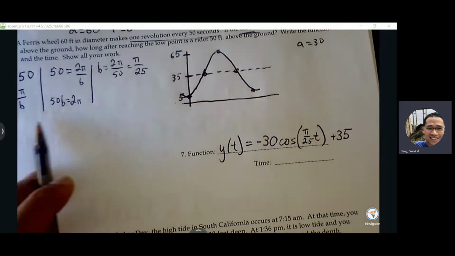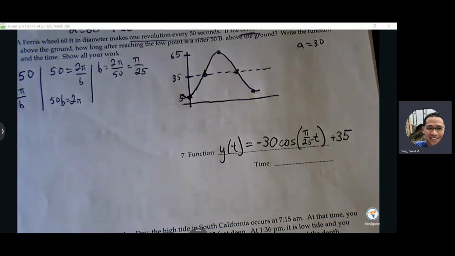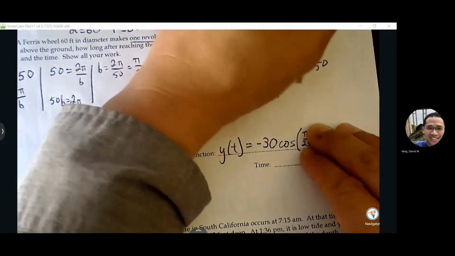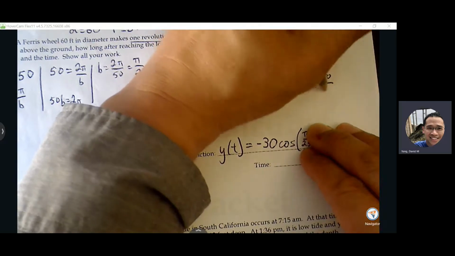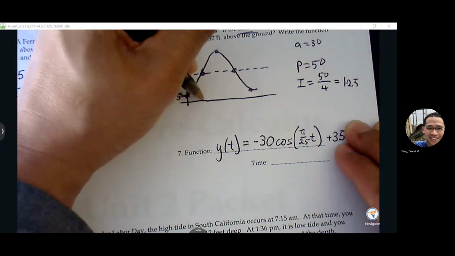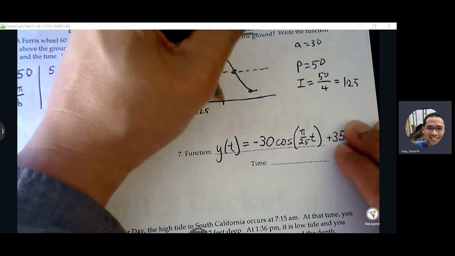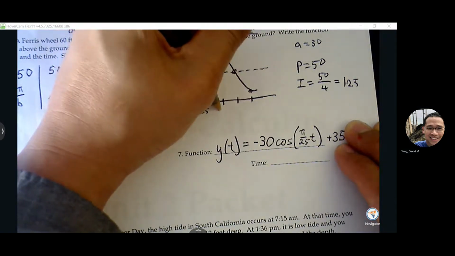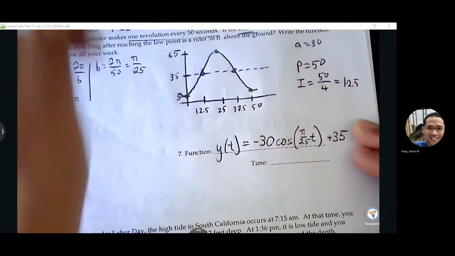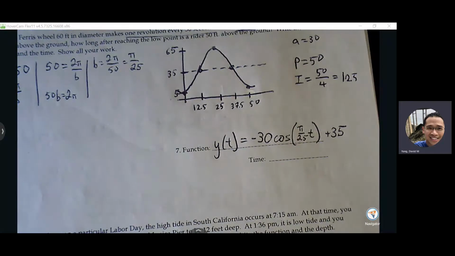Okay, we know our period is 50. So the interval is just period over 4, which is going to be around 12.5. So every interval, I'll just go over 12.5. Right, so if I keep adding my interval, I can reach my period of 50.